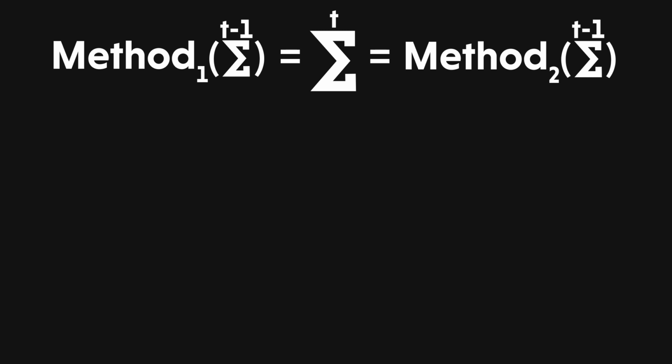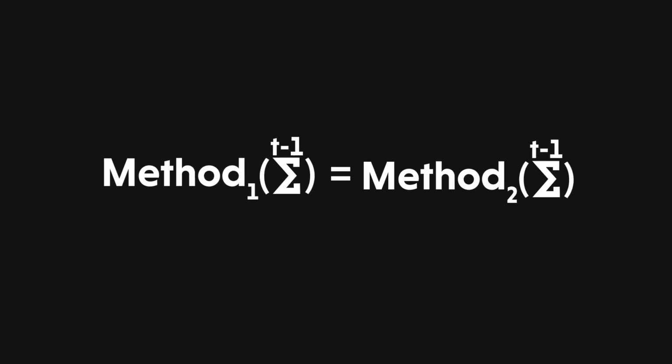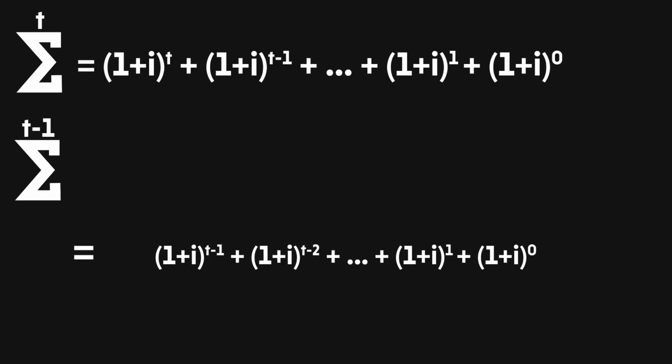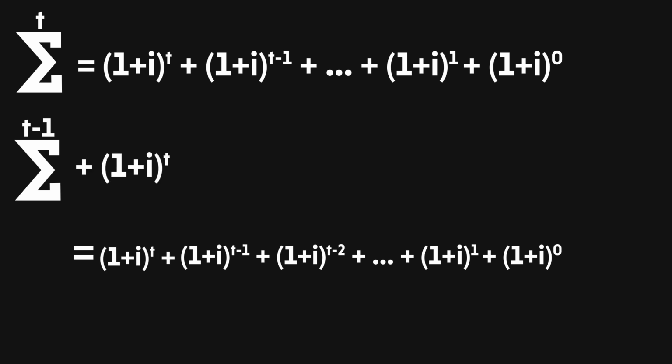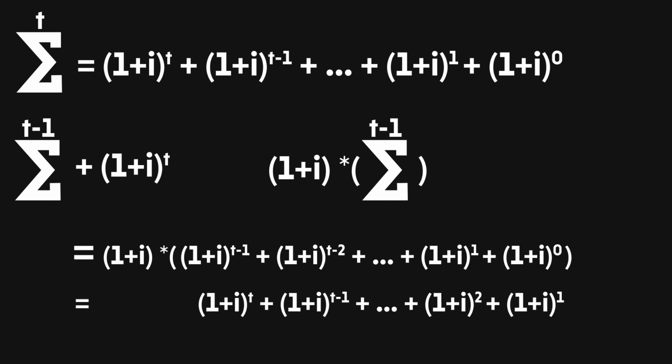The trick here is to find 2 ways of writing the sum of the next term, or the sum from x equals 0 to T, and then use that to bridge the two ways and solve for the original sum. Let me just show you. We can write the sum from 0 to T in two ways. One way is to simply add the T term to the expression. The other way is to multiply all the terms by 1 plus I, and then add the first term, which is (1 plus I) to the 0th power, at the end.